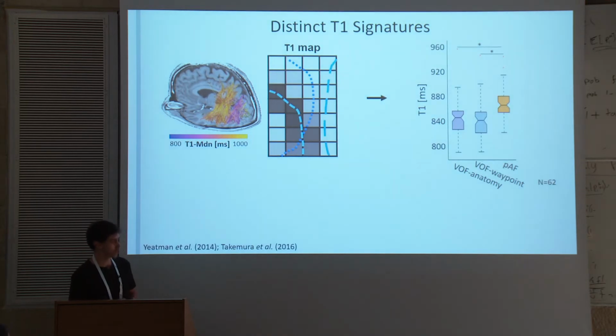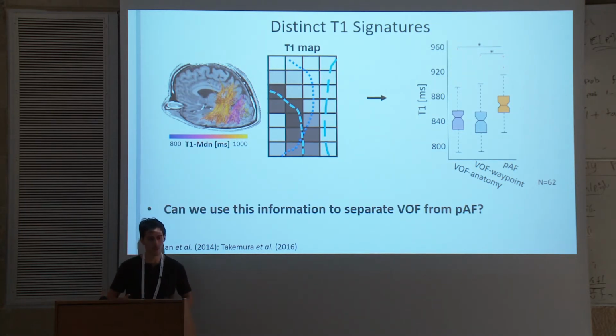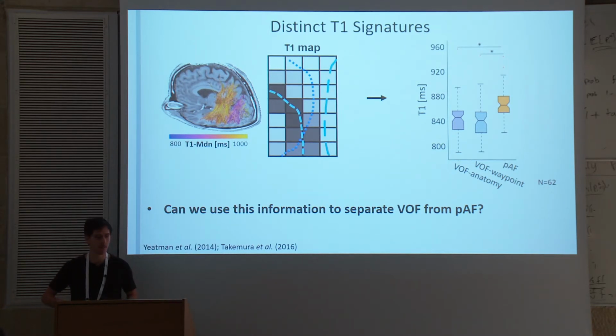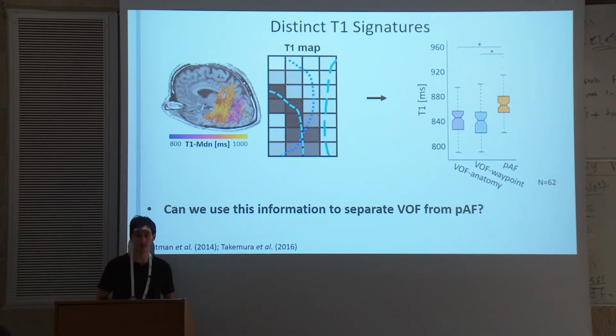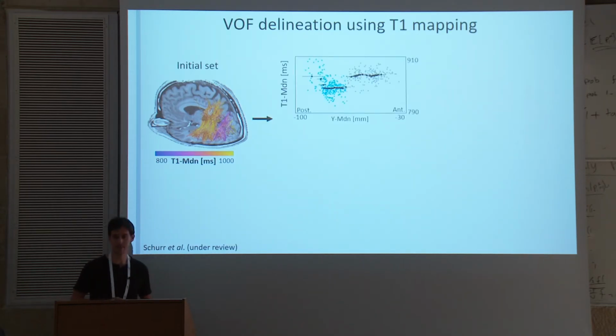But using these methods, we were able to take the published methods and show that across our 89 subjects, indeed, VOF has lower T1 compared to posterior arcuate. So now, a question that we ask is, can we use this information to actually define the VOF, to separate it from the posterior arcuate? So, yes, we can.